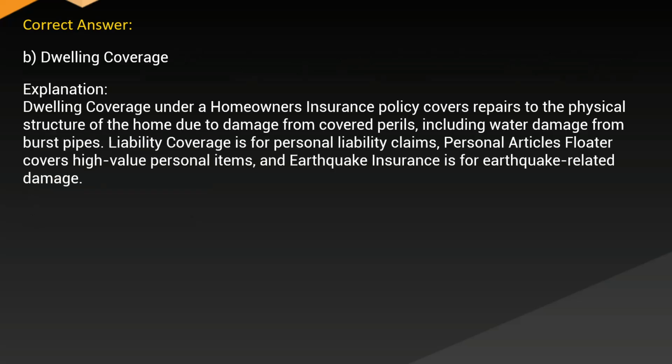Correct answer: B. Dwelling coverage. Explanation: dwelling coverage under a homeowner's insurance policy covers repairs to the physical structure of the home due to damage from covered perils, including water damage from burst pipes. Liability coverage is for personal liability claims. Personal articles floater covers high-value personal items, and earthquake insurance is for earthquake-related damage.